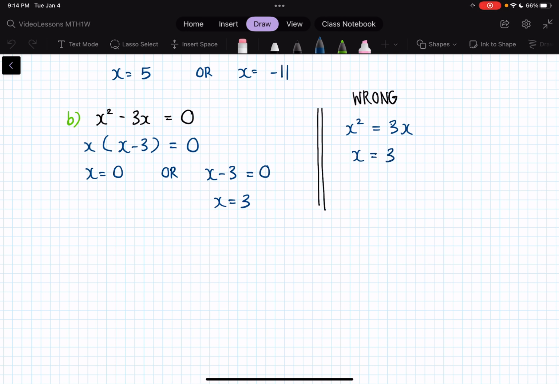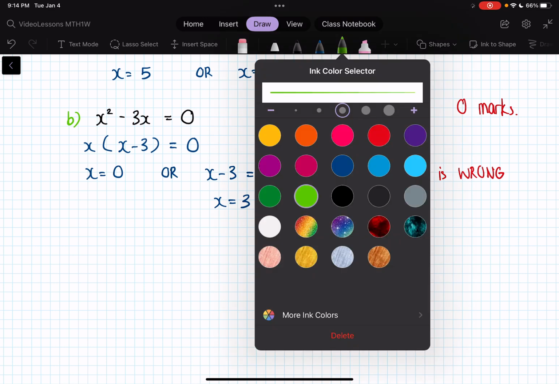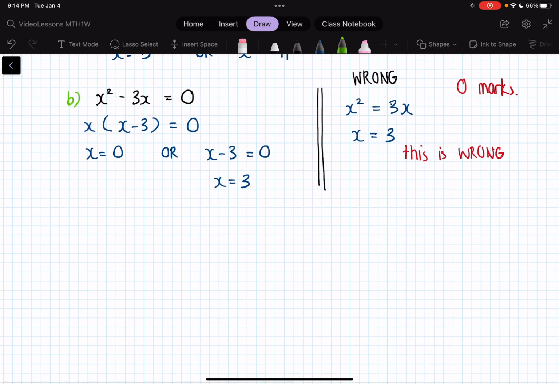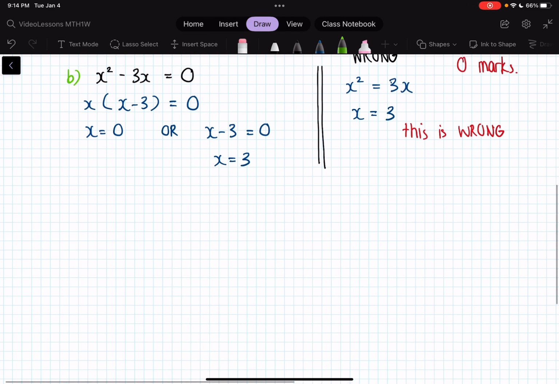Now, some students will be like, oh, that's okay, at least I get one answer, I'll get part marks. No, you'll get no marks. This will give you 0 marks because you're actually telling me you don't understand what to do. When you do something that is incorrect and you might get some correct answers out of it, that's just serendipity. It's luck. You don't get marks for luck. So don't do that.